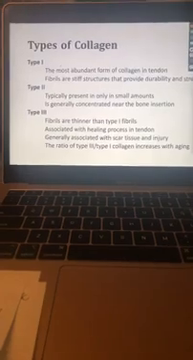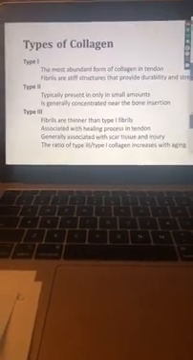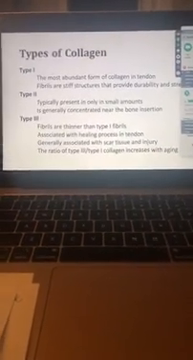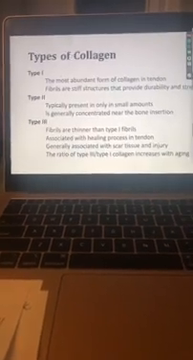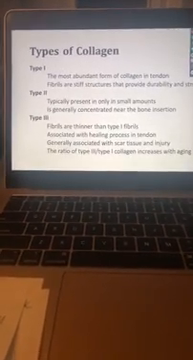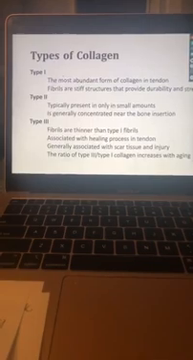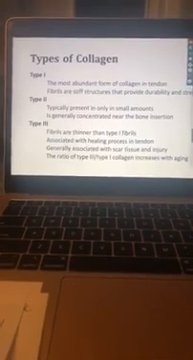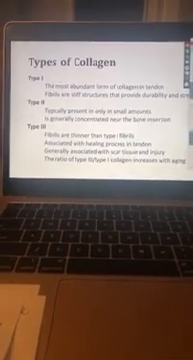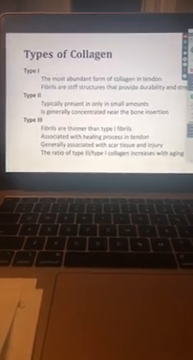Now, how you start to get type 3 into type 1 has to do with some of the remodeling and how you stress it. Eccentrics is a really good way to reorganize type 3 collagen fibers into a more organized type 1 fiber. And more on that later.